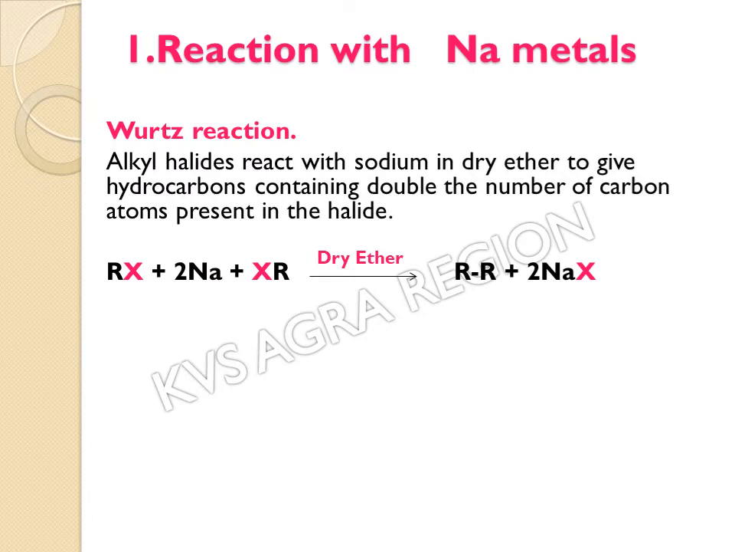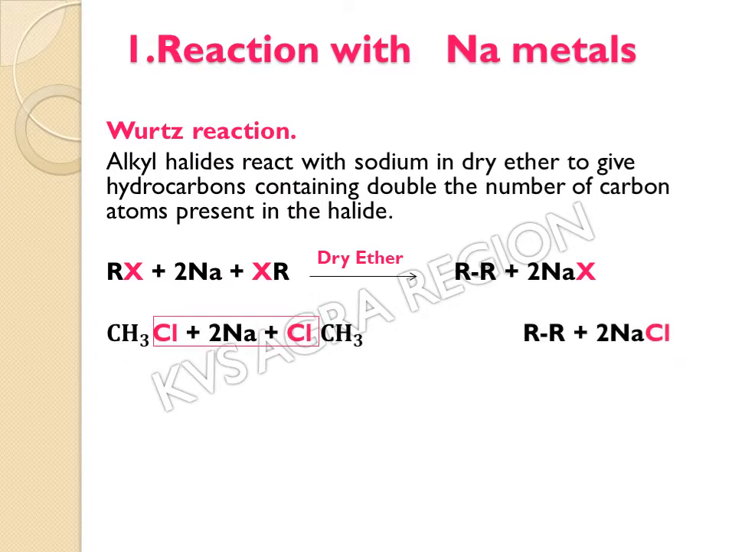We can see that an alkyl halide reacts with sodium in dry ether to give a hydrocarbon containing double the number of carbon atoms present in the alkyl halide. For example, if it is methyl chloride, because of Wurtz reaction, we will get ethane. If it is ethyl chloride, we will get butane. Here you can see the example.